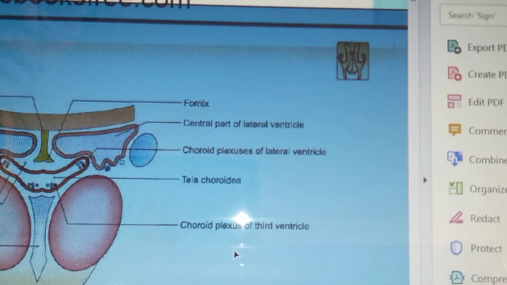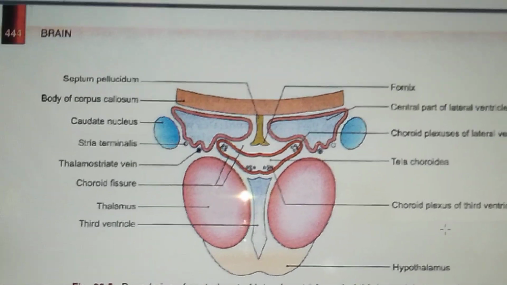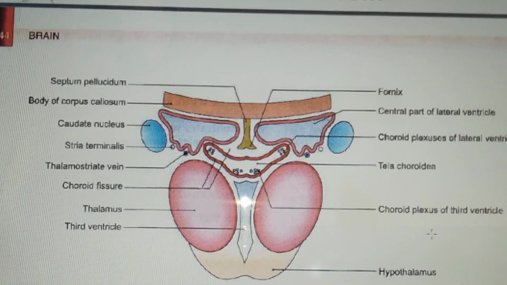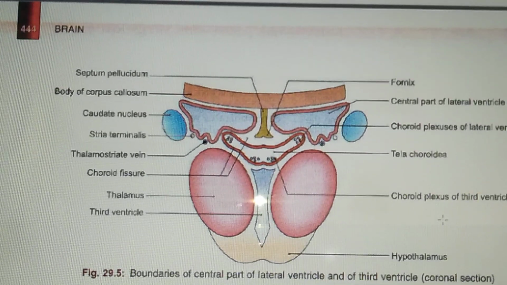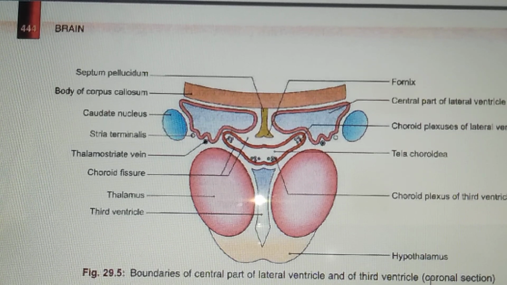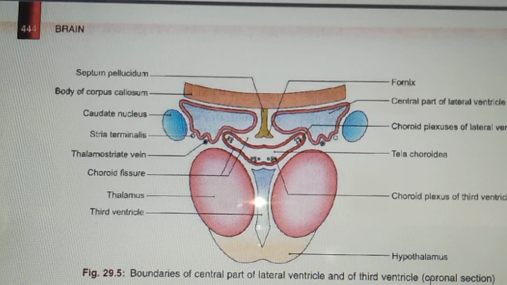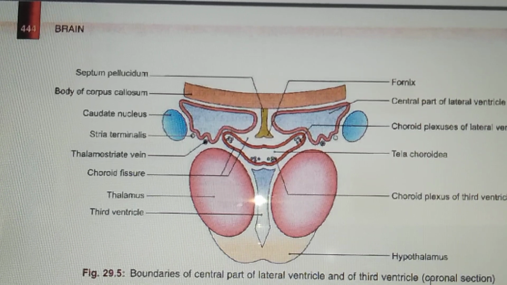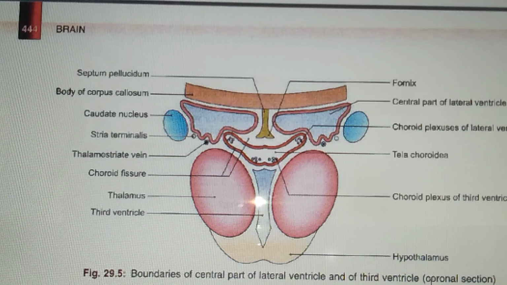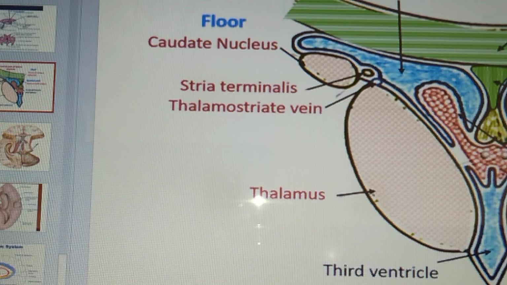Here you can see the boundaries of the central part. This part of the lateral ventricle extends from the interventricular foramina in front to the splenium of the corpus callosum behind. So what is the extension of the part? It is from the interventricular foramina in front to the splenium of the corpus callosum behind. For that you can also see one more diagram just to understand the exact location.